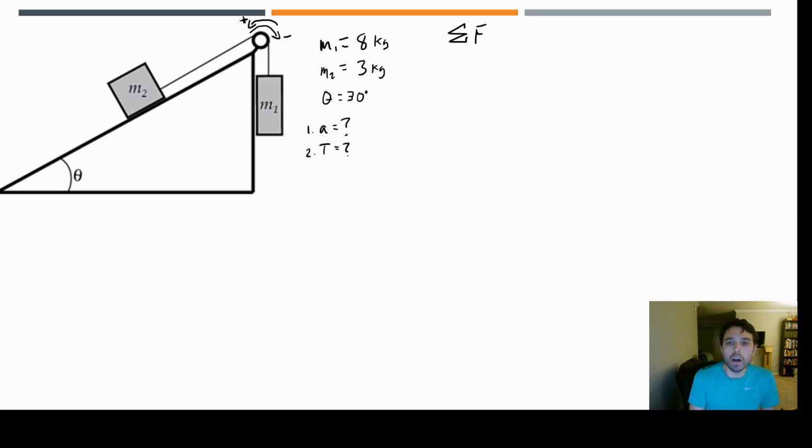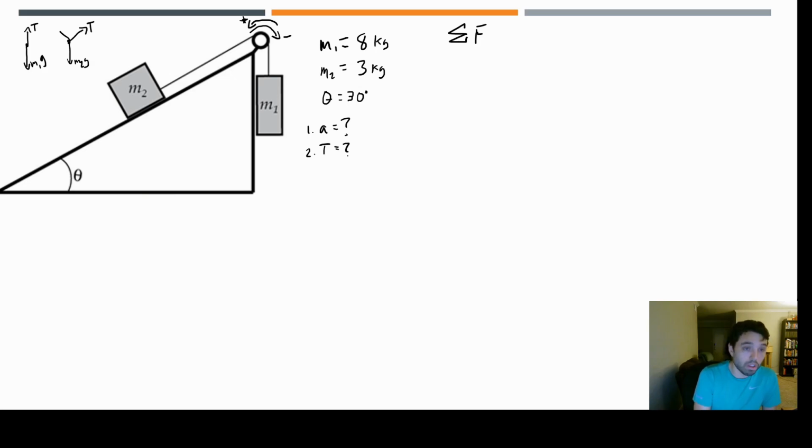We got net forces here. Actually, you know what? I got ahead of myself. We should draw a free body diagram first for each object. So let's do M1 first. We have M1 straight down, M1G. Upward, we have tension. On M2, we have its M2G down, and then we have the tension force up this way, and we gotta have normal force.